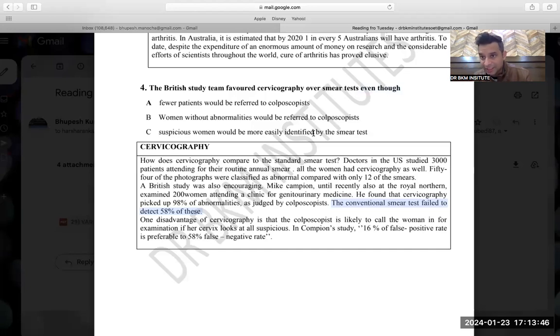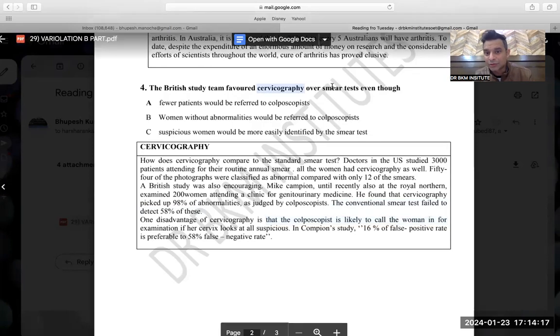This question is really typical, but if you can understand in difficult questions when you have to do guesswork, you just understand this is the line that the coloscopist will be attending more women, even if they do not have abnormalities, even if they are suspicious. So please try to listen to this recording 3-4 times. I know it is a difficult question, but if you listen to it 3-4 times, your subconscious mind will still pick up something. So please play it again and again to understand the question.